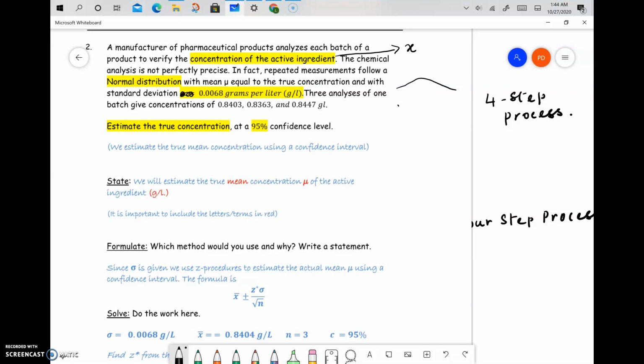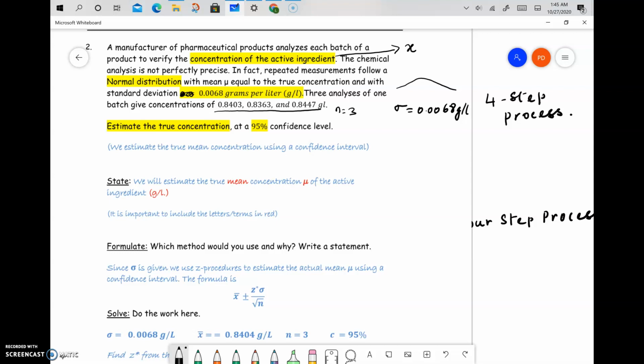And that's very important. Sigma equals 0.0068. And whatever the units are, write it down. Don't forget to write your units in these problems. Three analyses of one batch give concentrations of the three numbers that we have here. So our sample is small. Our sample size is 3.